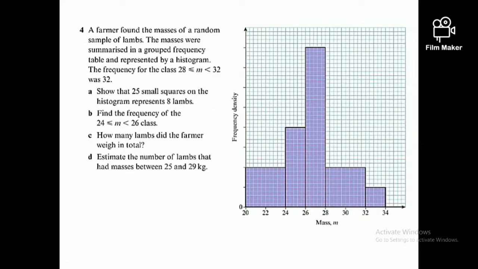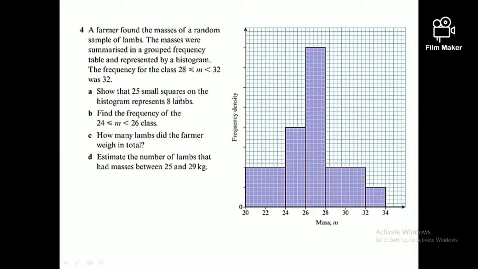That means 25 squares should be 1/4 of that. 1/4 of 32 should be how much? It will turn out to 8. Then that means 100 represents 32, so 25 should represent 1/4 of that. 25 is 1/4 of 100. Therefore, 1/4 of 32 should be 8. So it shows us 25 small squares represent 8 lamps.